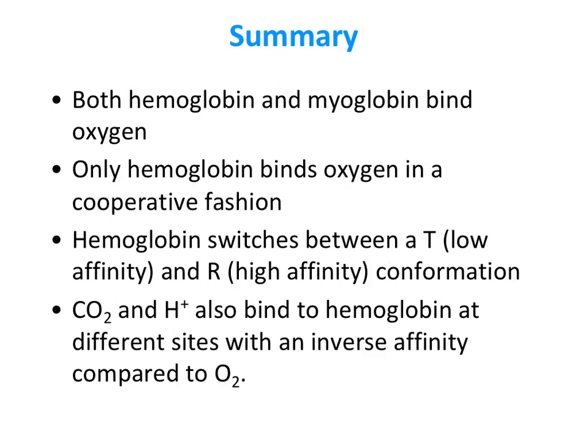Both hemoglobin and myoglobin bind oxygen, but only hemoglobin binds oxygen in a cooperative fashion, where it switches between a T state and an R state. The T state is the low affinity state, the R state is the high affinity state. It can also bind carbon dioxide and H+ at different sites, and it binds those with an inverse affinity compared to oxygen. And when CO2 and H+ bind hemoglobin, that stabilizes the T state and encourages release of oxygen. So that's going to happen in the tissues.